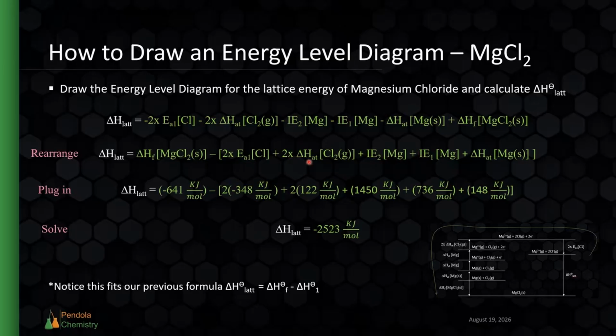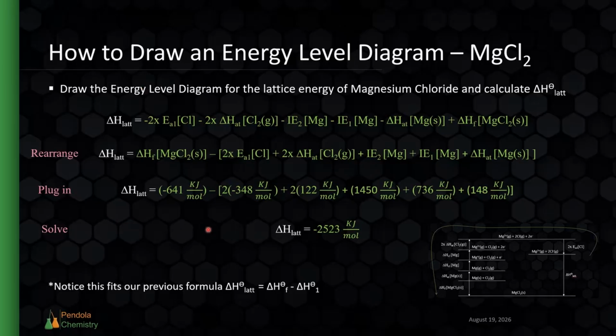The atomization might have to be multiplied, like it was with chlorine here. You might be using multiple electron affinities or multiplying the first electron affinity of the element. And all of that you won't really be able to tell unless you understand how the energy level diagram is figured out. All right? So let's keep going.